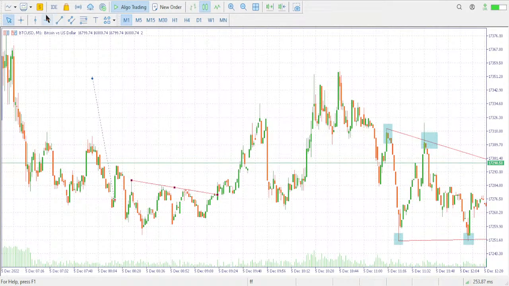We have that, and then we have that. So this one here, there is a resistance. We have a resistance. There is a breakout. There's a retracement. You pick a position. We also have the low one. So this was a very good buy.